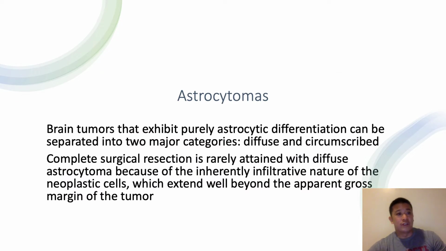Now, moving on. These are, again, an overview of the different types of CNS tumors. An astrocytoma is a brain tumor that exhibits purely astrocytic differentiation and can be separated into two major categories: diffuse or circumscribed. Complete surgical resection is rarely attained with diffuse astrocytomas because of the inherently infiltrative nature of the neoplastic cells, which extend well beyond the apparent gross margin of the tumor.